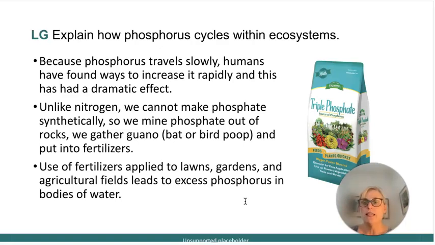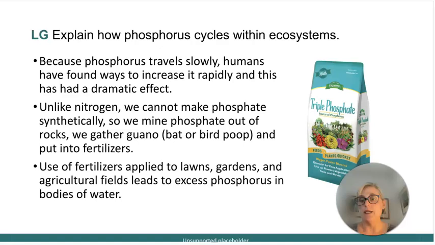So we have to mine it from rocks, or we gather it from particularly poop, which is guano, from seagulls and bats. So bat caves have a ton of guano. Seagull places where they make a lot of nests and live in big colonies can also have a lot of guano, and it's extremely valuable. We use this fertilizer to put on our lawns, our gardens, our agricultural fields, and this can run off and lead to too much phosphorus in bodies of water and cause eutrophication, which is an algal bloom.